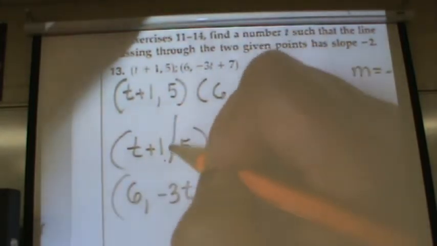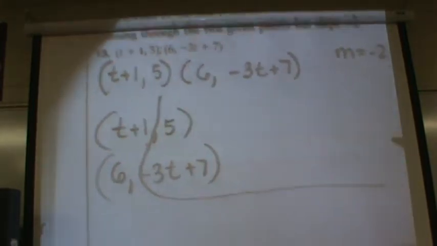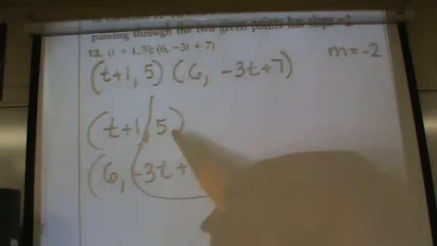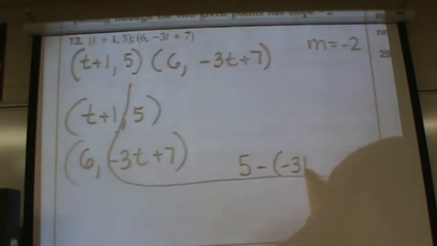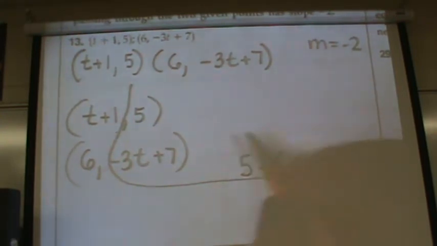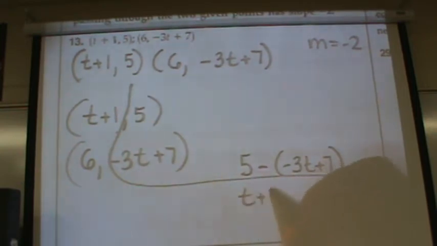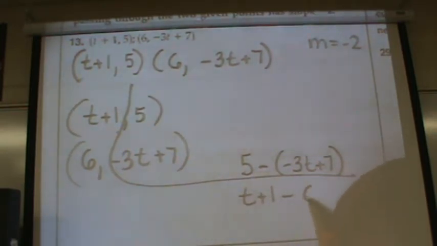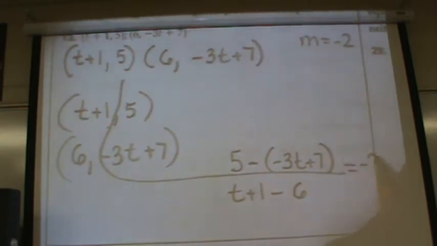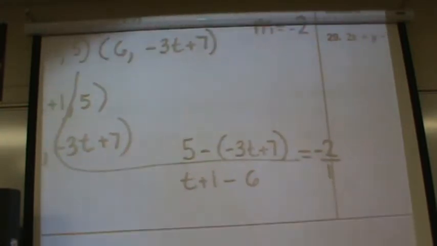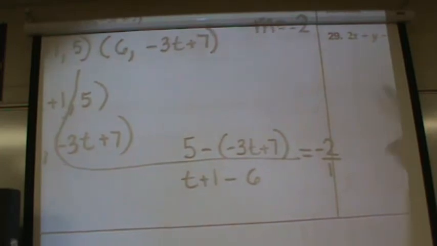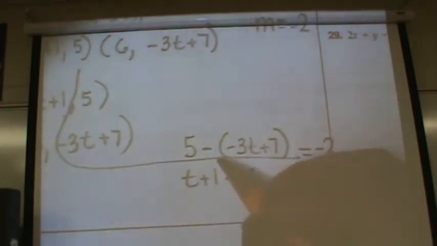so we're going to do this. Like that. So it's 5 minus negative 3t plus 7, over t plus 1 minus 6. You're gonna set this equal to negative 2, because that's what we want this slope to be equal to. Now, this is an algebra problem. How do you solve this? What are you gonna do with this negative?